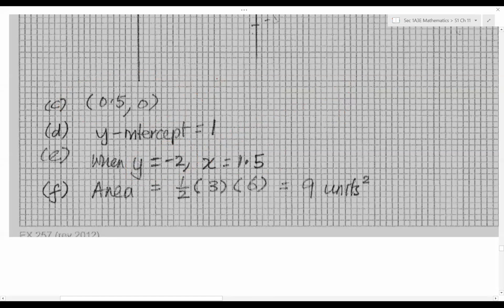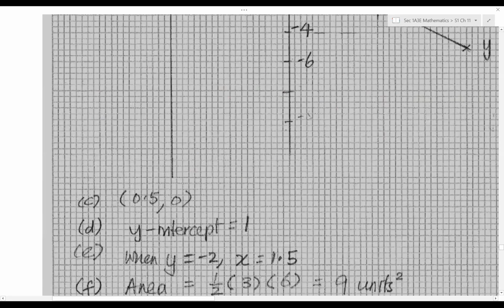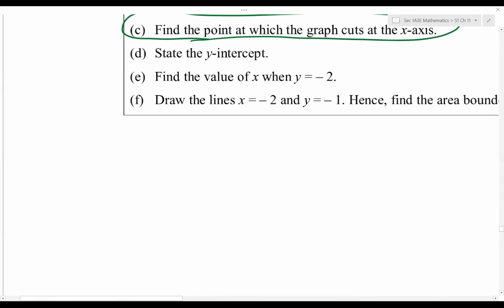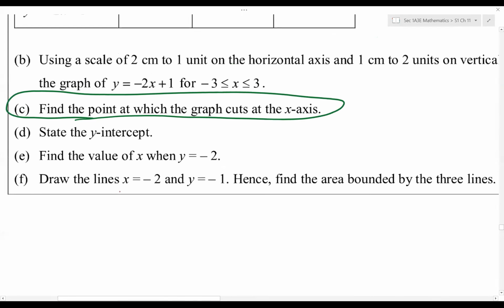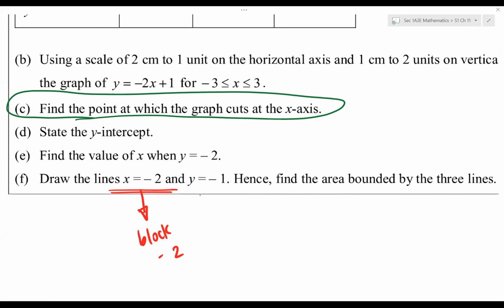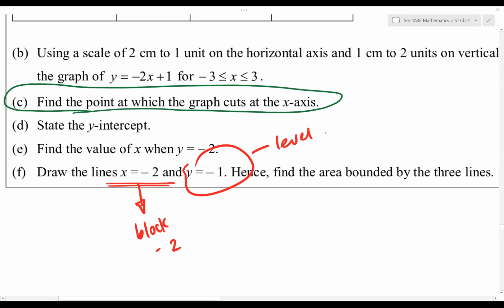Now the last one, finding the area. Frequently you will see this type of question where we have to draw lines. You draw the line yourself. x equals -2. As you're writing notes, write down that this refers to block -2. So we help ourselves visualize that we're looking for a vertical line x = -2, as well as a level -1. So we're going to be drawing a vertical line at -2 and a horizontal line at -1. Find the area bounded by these 3 lines. We had our diagonal line drawn, plus another 2 lines.